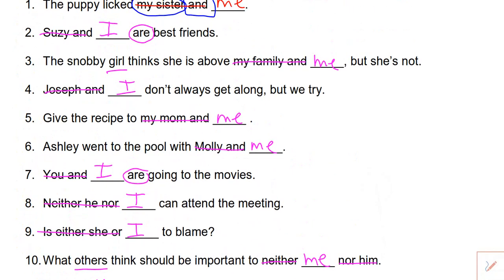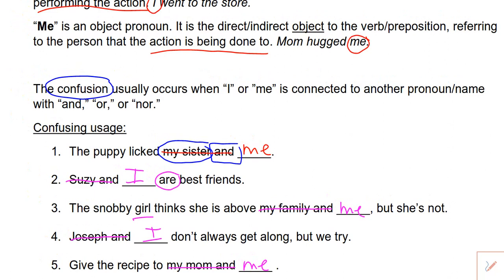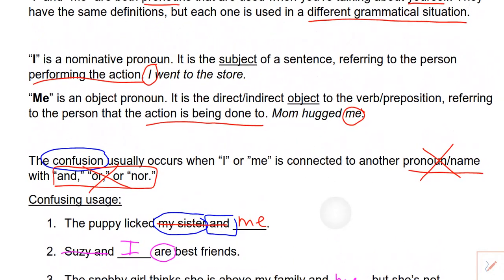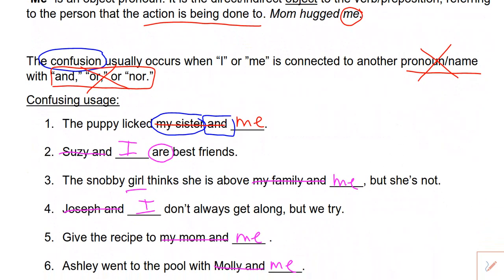The bottom line here is when you have the confusing situations where you have another pronoun or name connected with the word and or nor, go ahead and just get rid of that pronoun or name and get rid of the and or nor and read it otherwise and decide if me or I makes sense. You could also try to solve these by figuring out which one is the object or the subject. But if that's too difficult for you, and in some cases it is a little tricky, try the strategy of just crossing off the pronoun or name and the word and or nor and seeing if me or I works.